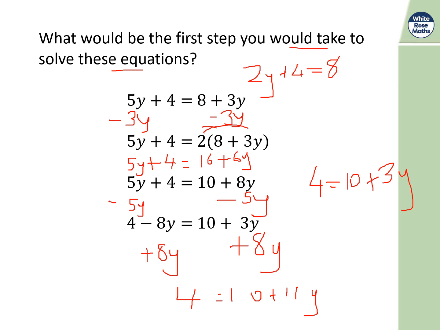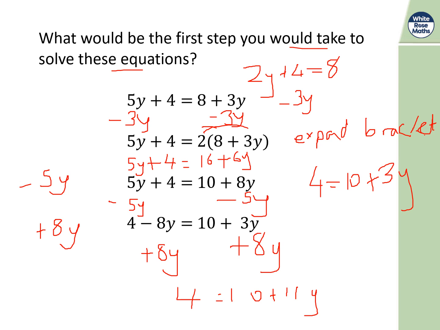So for the first one, I would take 3y from both sides. For the second one, I would expand the single bracket on the right-hand side. For the third one, I would take 5y from both sides. And for the last one, I would add 8y to both sides. So they would be my first step to solve the equations, and then from there I could just do the usual business of doing the inverse operation, or BIDMAS backwards.